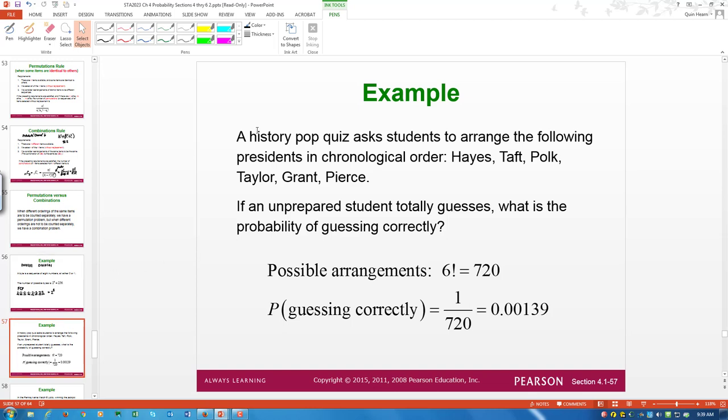let's look at this example where we would use a counting method to find a probability. Remember, the whole reason we're doing the counting methods is because in order to calculate a probability, you need to be able to know how many possible outcomes there are. So it says a history pop quiz asks students to arrange the following presidents in chronological order: Hayes, Taft, Polk, Taylor, Grant, and Pierce. If an unprepared student totally guesses, what is the probability of guessing correctly?